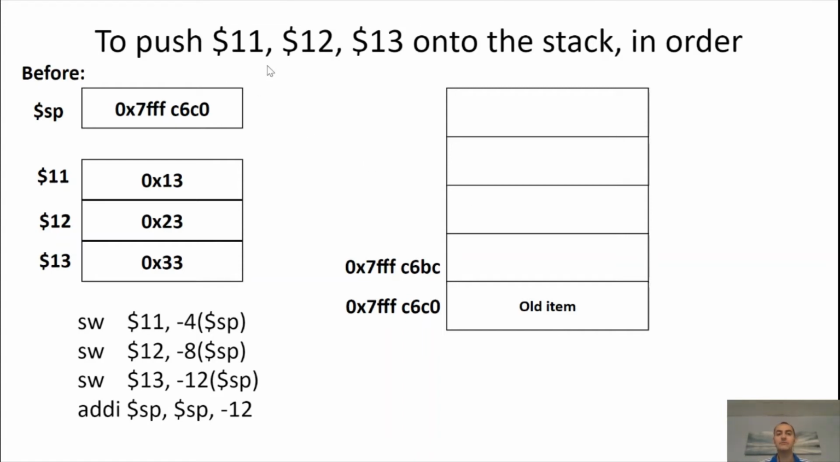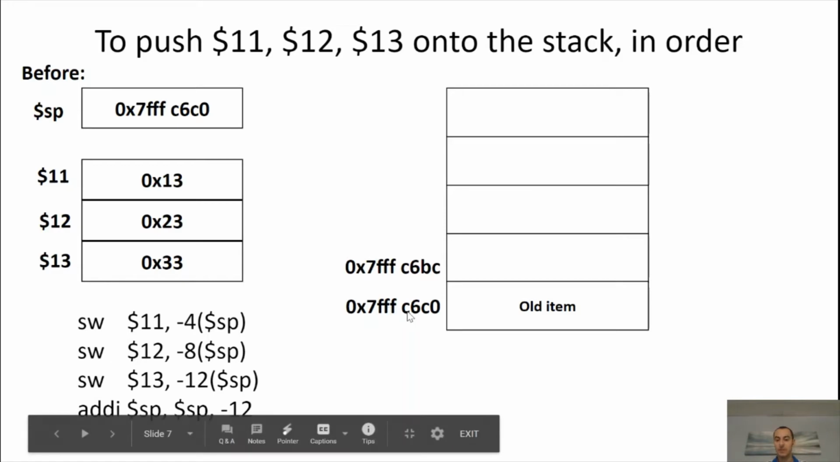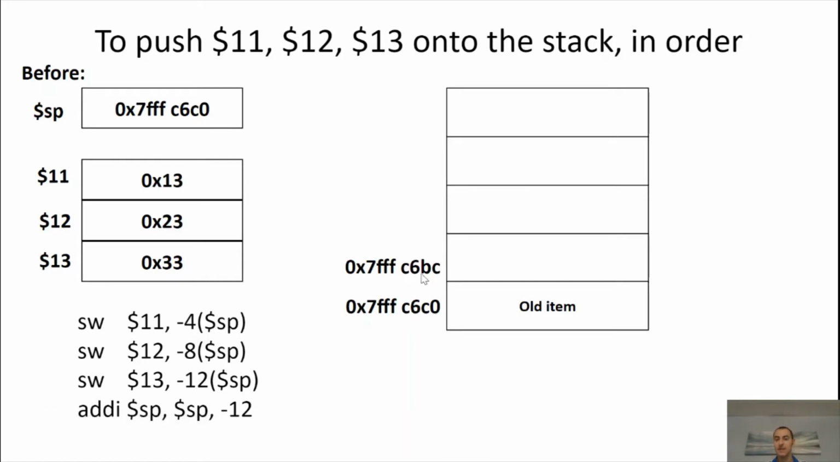Here we have 3 registers, and each of them has data that we want to push to our stack in order. So again, here are our registers. You can see we have the stack pointer, and we have 3 registers whose values we want to save. On this side, we have the memory, and these are the addresses, and it would continue in this way.